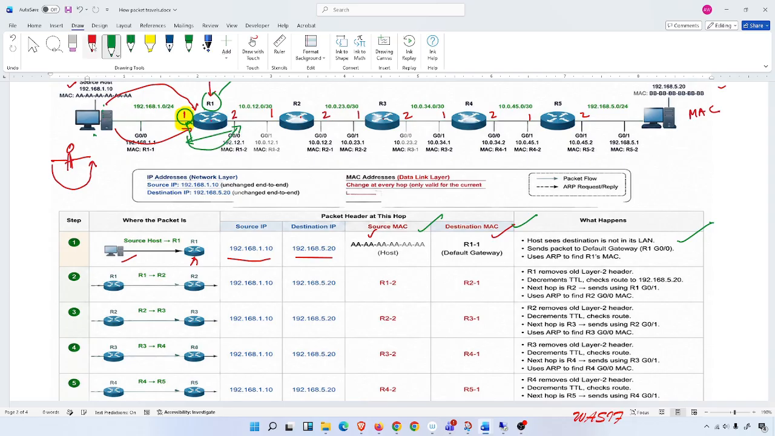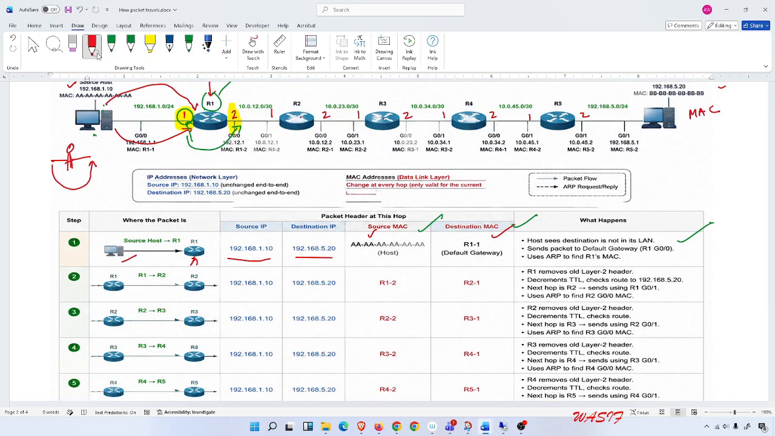Even though they are not in the same network, they cannot be in the same network. On a router, if you have multiple interfaces, they cannot be in the same network. They have to be in different networks. But since it is on the same router, they know the MAC address of each other. So it's not a big deal. So if you look at here, the packet is sent from here to here. So the packet is now here.